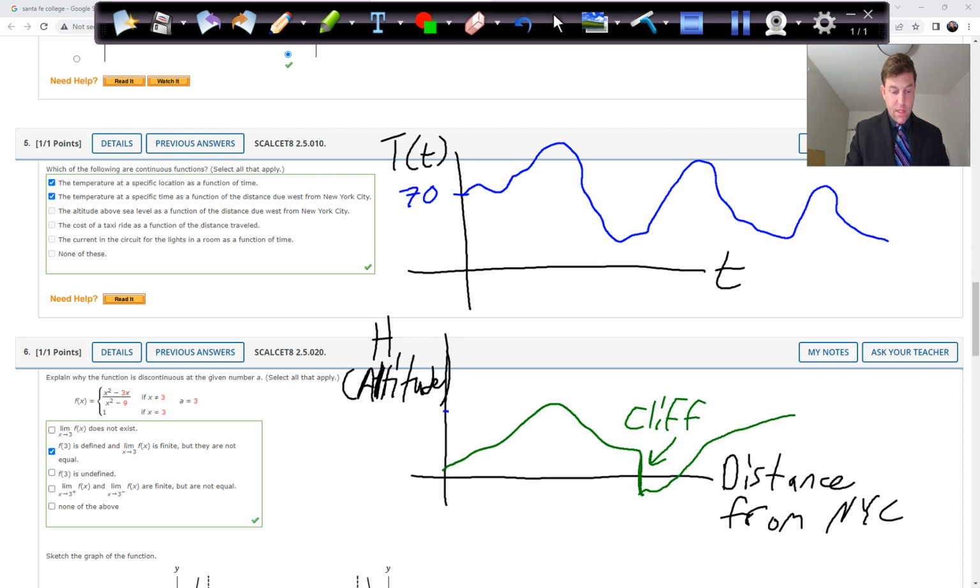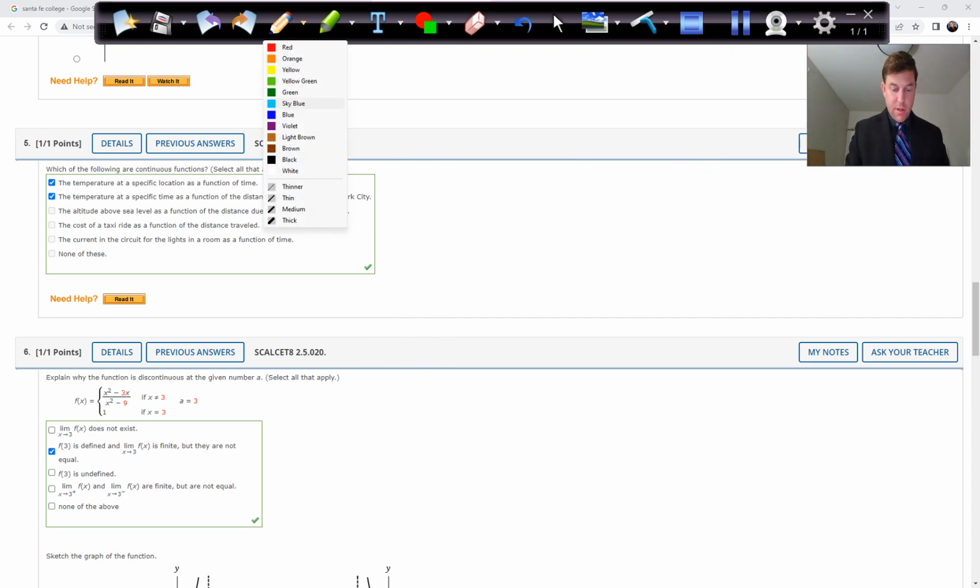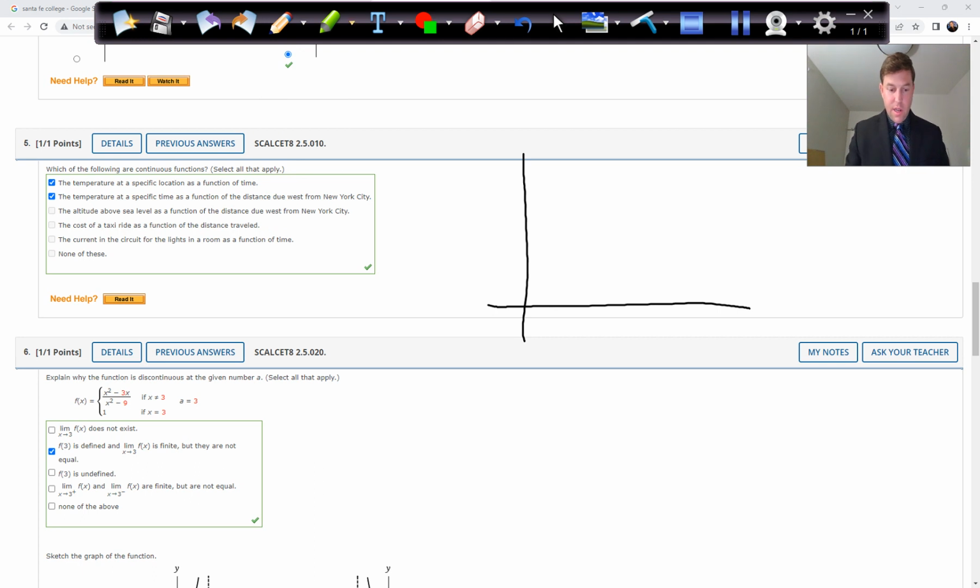Okay, the next one, the cost of a taxi ride as a function of distance traveled. I think we actually talked about this with the sine function that we introduced last time. So generally the way a taxi works is they have a flat fee. So let's say to get in the taxi it costs $10.